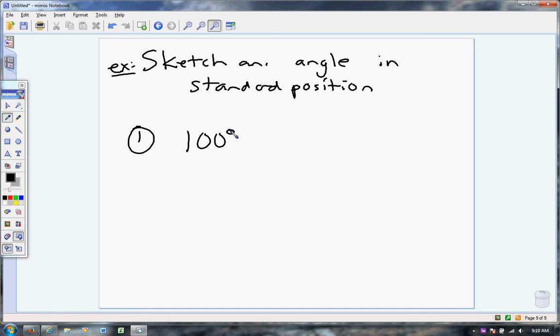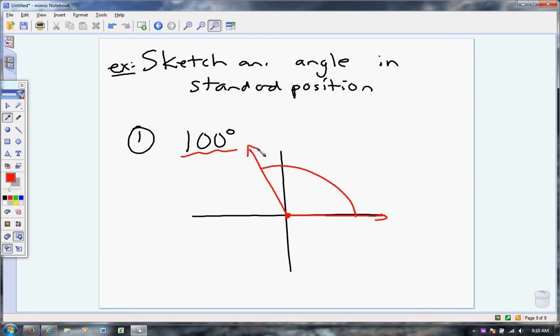Well, I'm not going to make you get out a protractor and do this to perfection. But I am going to expect you to remember that we always start in standard position right here, and then we swing in either the positive or negative direction from there. So if I have a 100-degree angle, that's a little more than 90 degrees. So I'm going to swing a little past 90, and my final side will be right there. And so that would be a 100-degree angle sketched in standard position.